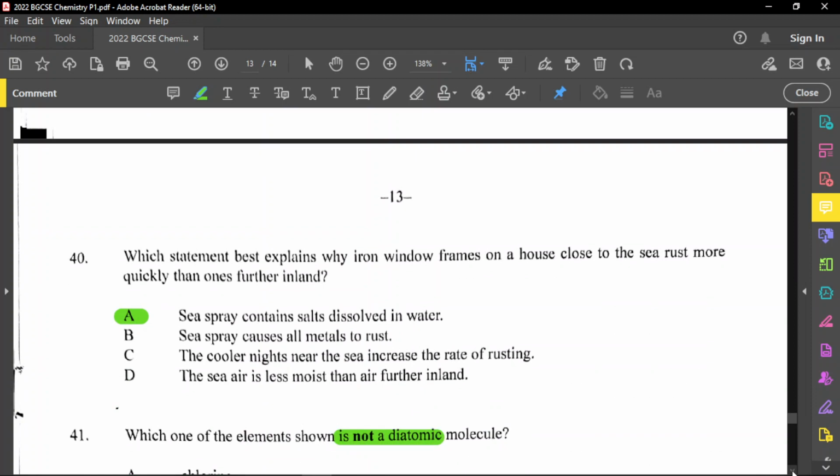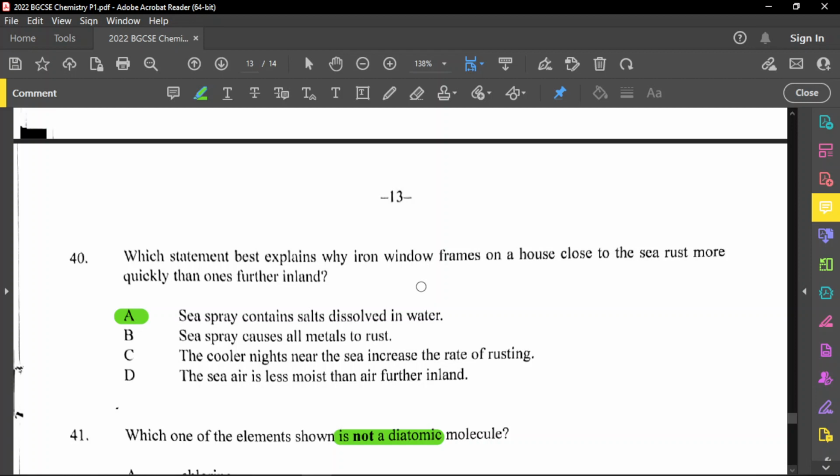Which statement best explains why iron window frames on a house close to the sea rust more quickly than ones further inland? Matter of fact, let me read back this question, I think I missed something. So the house is closer to the sea with iron frames on it, which is not a good way to build any house near the sea. Basically use PVC or things that will not rust.